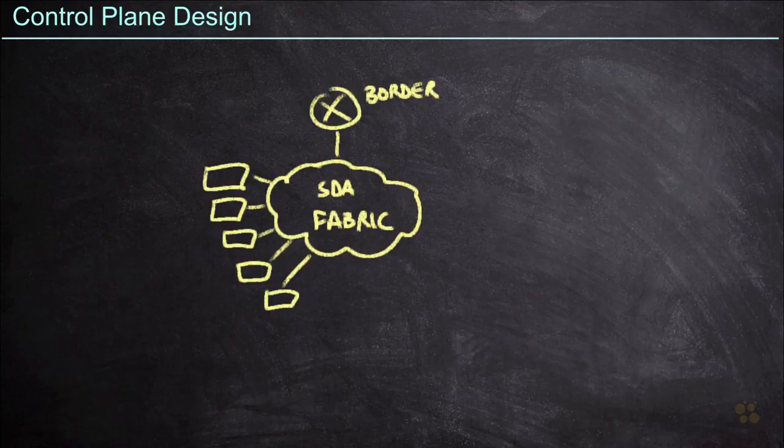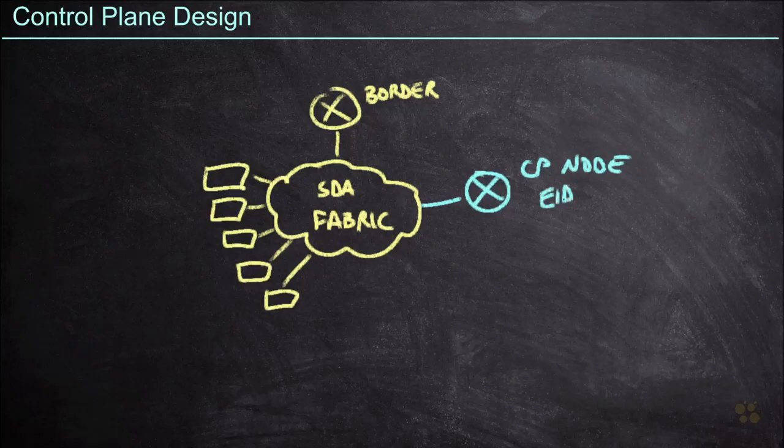Let's dive in. As we've covered up to this point, the control plane for an SDA fabric is going to rely entirely on the control plane node. This is really a LISP map server on the back end, and it's storing the endpoint identifier to RLOC database. In Cisco world, we sometimes call this database the Host Tracking Database, or HTDB.